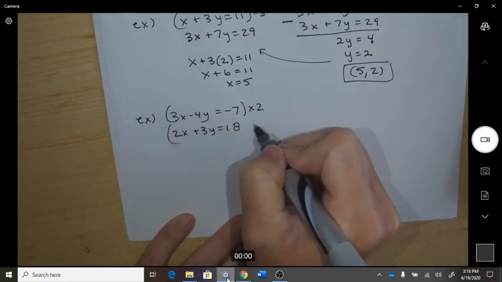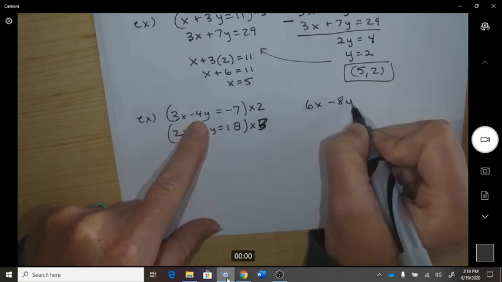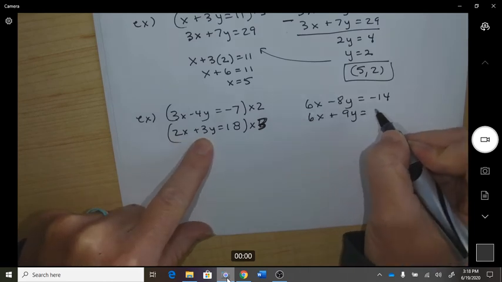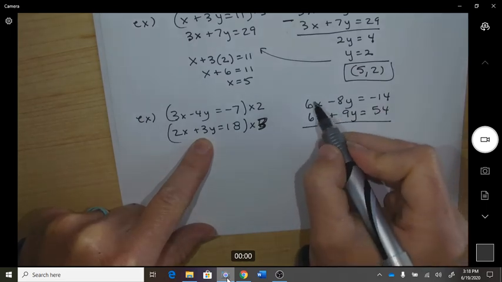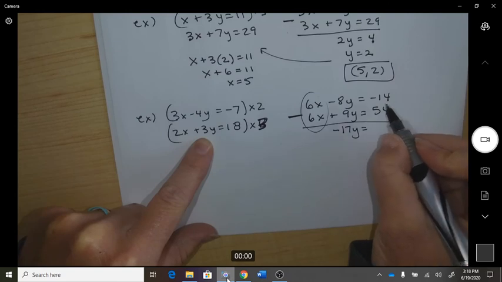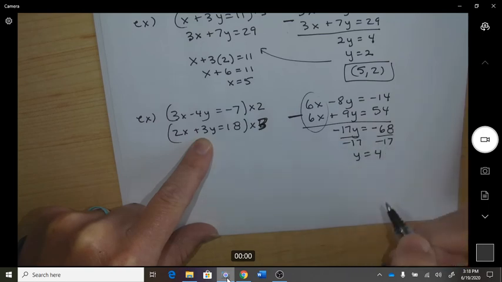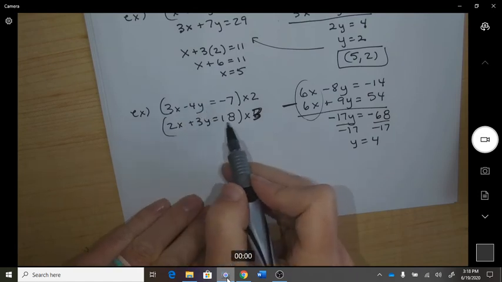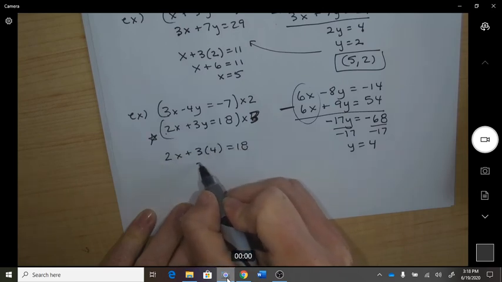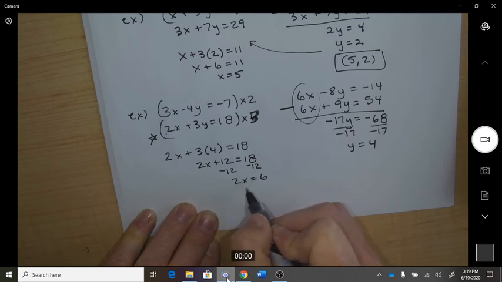We could go times 2 and times 3. Oops, times 3. So if I double this, 6x minus 8y equals negative 14. Triple this, 6, 9, and 54. So now I've set up this for elimination with subtraction. So negative 17 and negative 68. So y is 4. And then you can go back over here, pick that one or that one. I'm going to pick the second one, 2x plus 3 times 4 now. It's 2x plus 12. And then we isolate, so x equals 3.